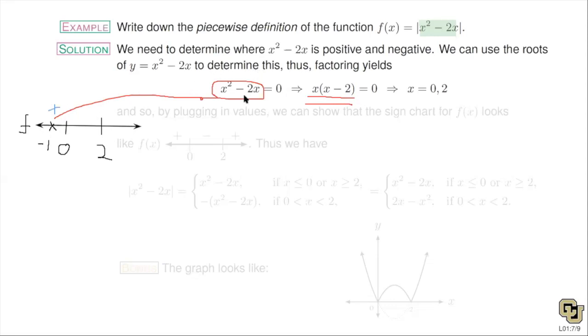Between 0 and 2, for example, choose 1. Take 1 and plug it in here again. You get positive times negative. So the function is negative right here. And then for the last one, for example, choose 2.1.